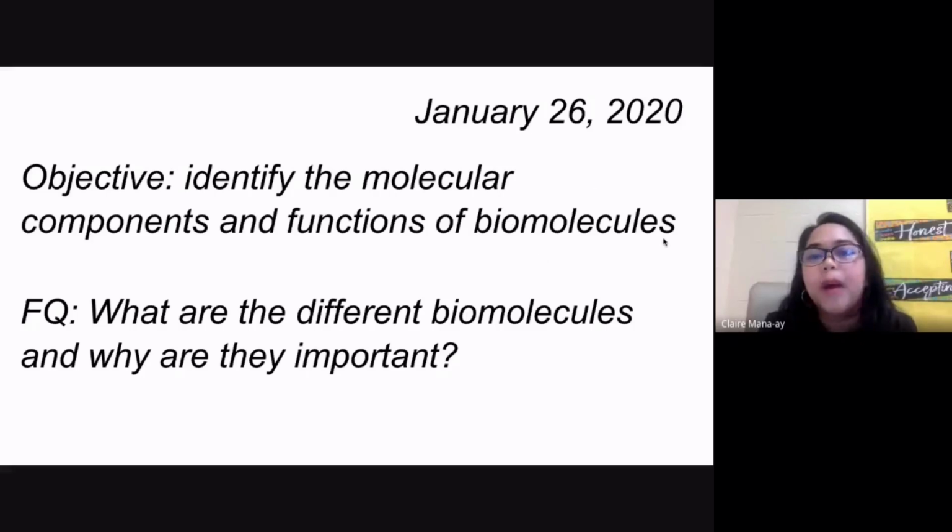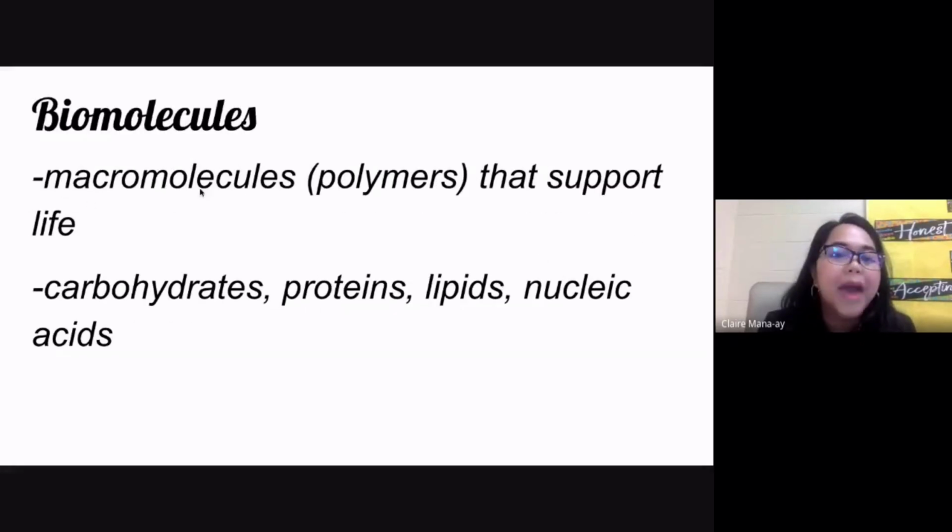When you say biomolecules here, these are macromolecules. That means these are big molecules. These are polymers that support life. Hence, you call it biomolecules. As you know, bio means life. Okay, so your biomolecules are polymers. That means these are chains of your monomers that support life.